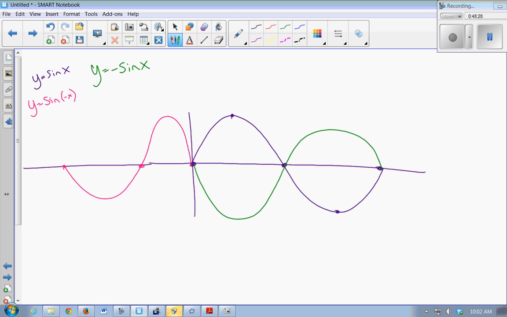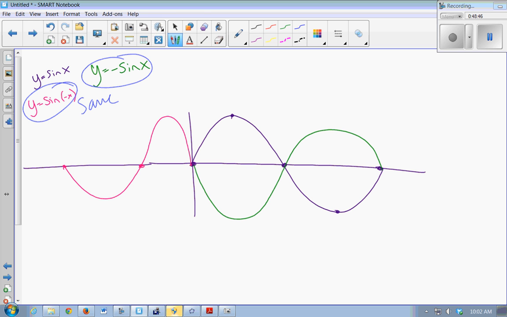So if I were to continue the green wave, it would go right into the pink wave if I went negative. So those two things are the same. Same graph.